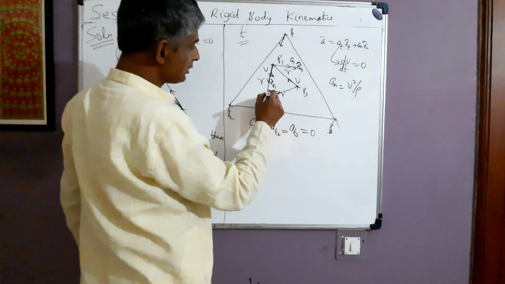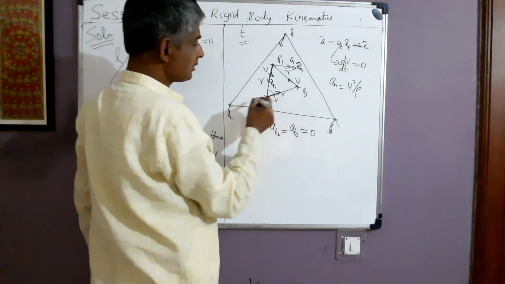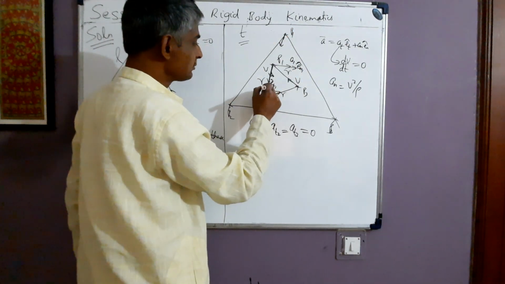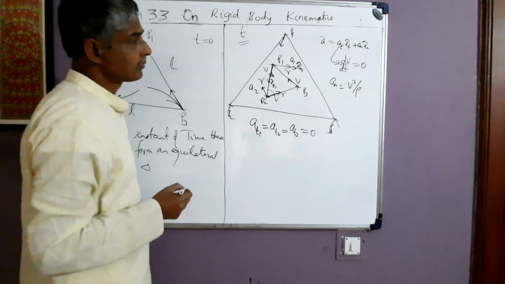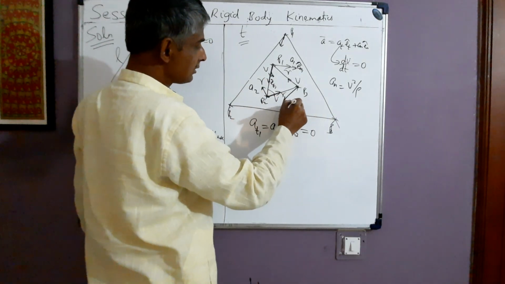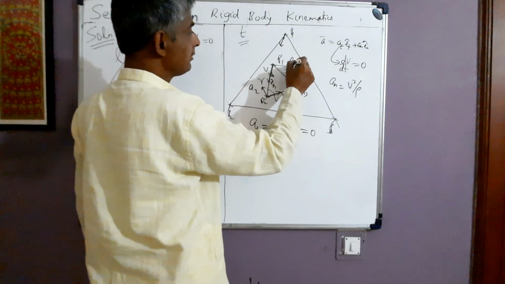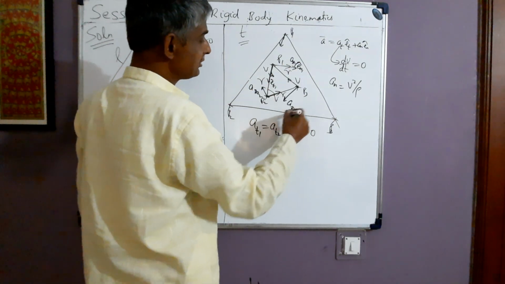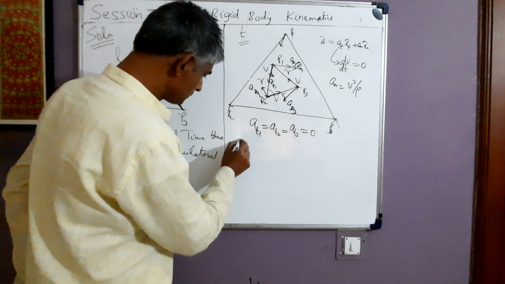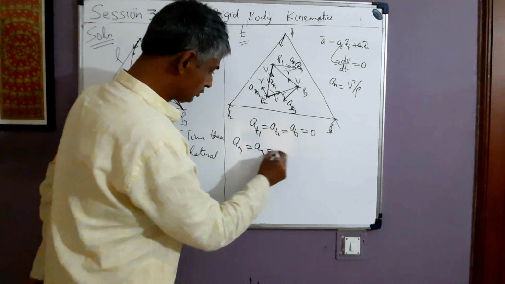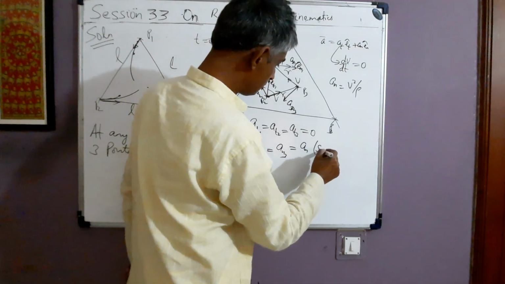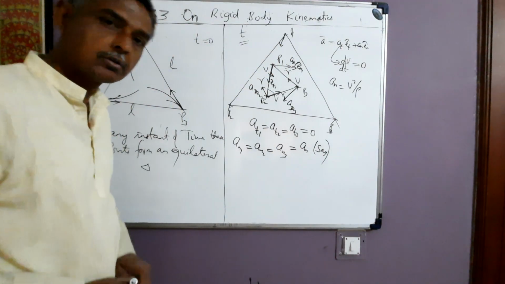Similarly, the acceleration of P2 is only along the normal, because P2 will move something like this. So its normal acceleration will be something like this, A2. And P3 will move something like this. Its normal acceleration is something like this, A3. Let's call them AN1, AN2, AN3. By symmetry, all these 3 normal accelerations will have the same magnitude. AN1 is equal to AN2 is equal to AN3. They are all equal, is equal to AN say. Alright, fine.